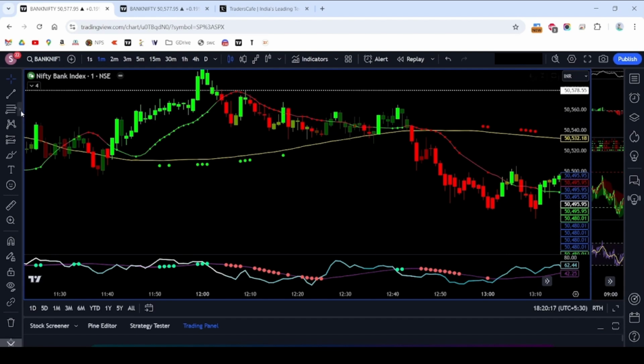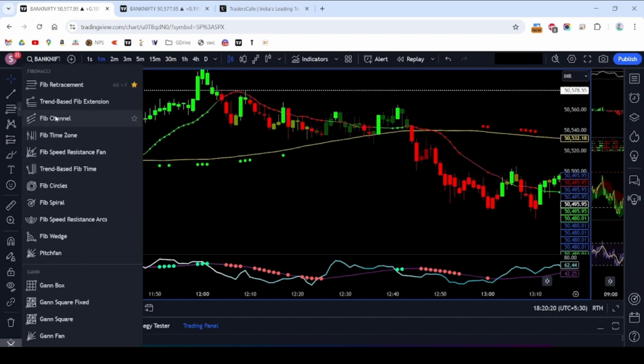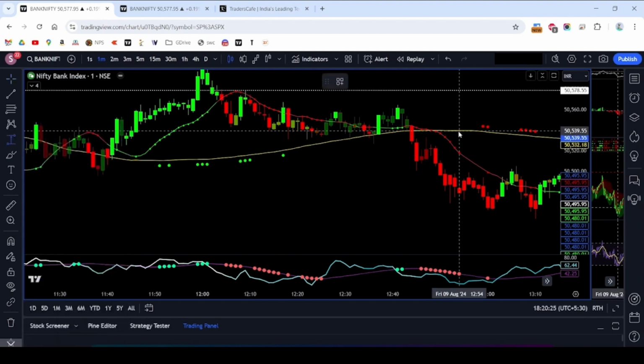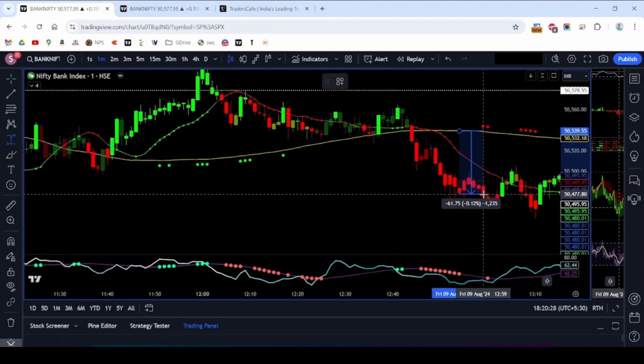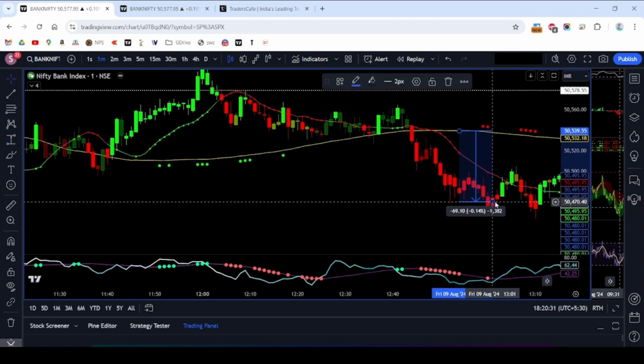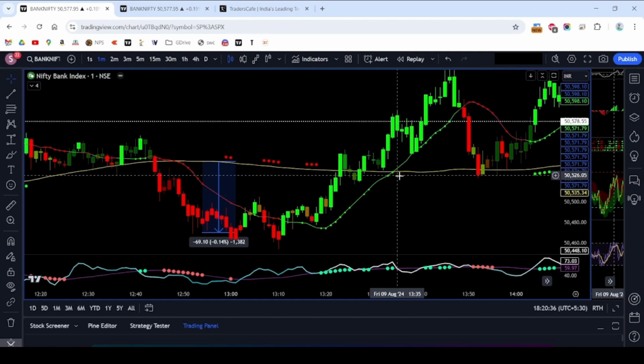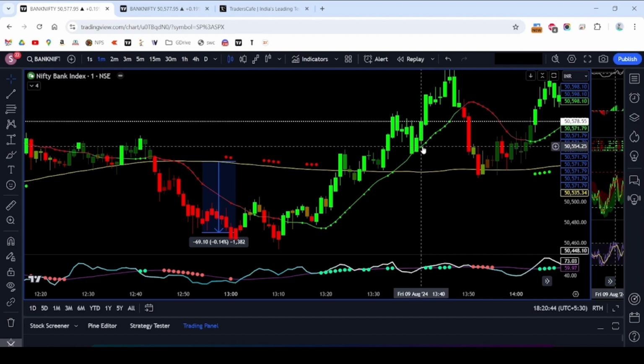So that's a move of approximately 60 points. You can see again a crossover happening here. This is where the core bias is changed from red to green, and the entries are printed here.